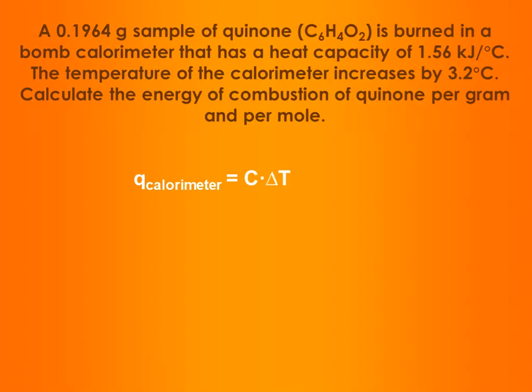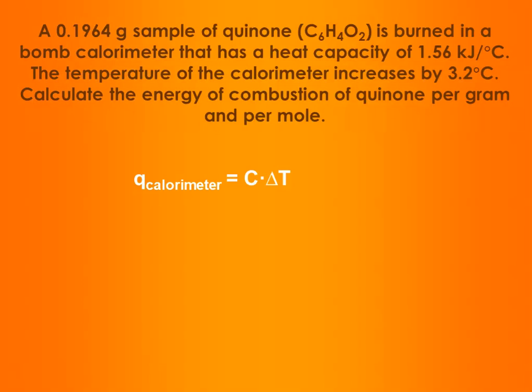If you have a bomb calorimeter, mass is not going to be needed to calculate the amount of heat that is released or absorbed by the bomb calorimeter. The bomb calorimeter is just going to have its energy change determined using the heat capacity of the calorimeter and the temperature change that took place within that bomb calorimeter.